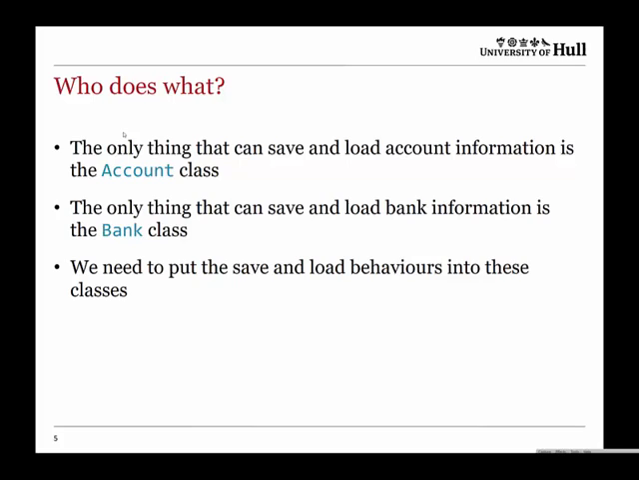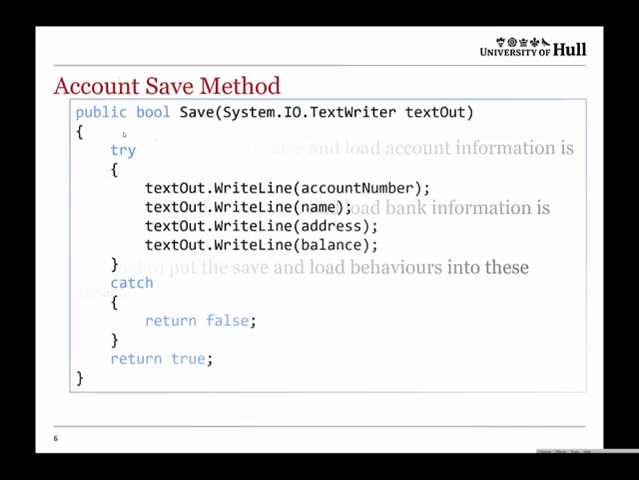If you think about it, it has to be that way because all the stuff in the account is private. So the only thing that can actually write an account really is the thing which is actually inside the account class. And in terms of reading it back, that goes double because you really can't set values inside the account class without being in there. So the save and load behaviors live inside the classes that hold the data that we're managing, which is fine.